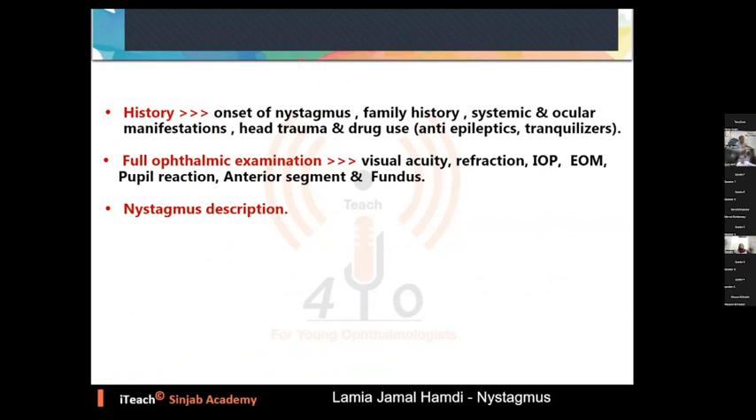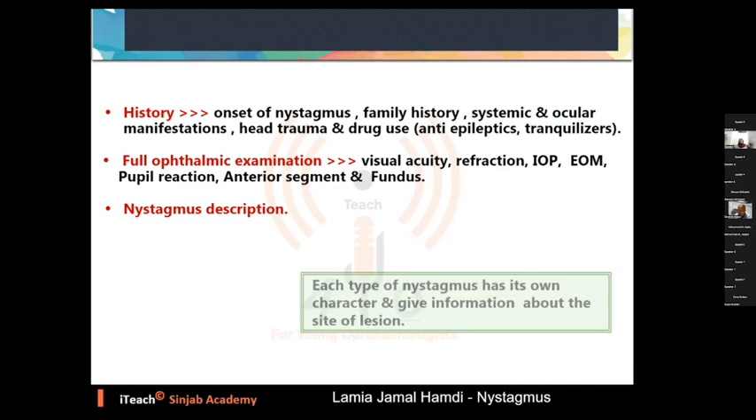As with any ophthalmic case, nystagmus evaluation starts with a history: onset of nystagmus, family history, systemic history, including auditory and neurological manifestations, besides ocular manifestations, headache, trauma, and drug use. Then a full ophthalmic examination: visual acuity, refraction, tension, ocular motility, pupil reaction, anterior and posterior segment examination. And finally, the nystagmus description.